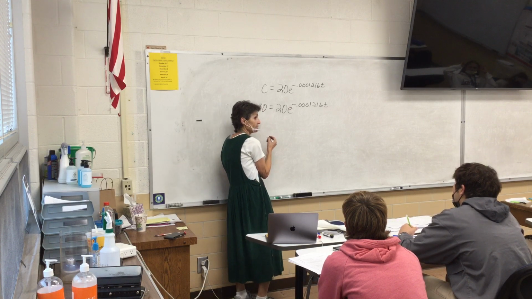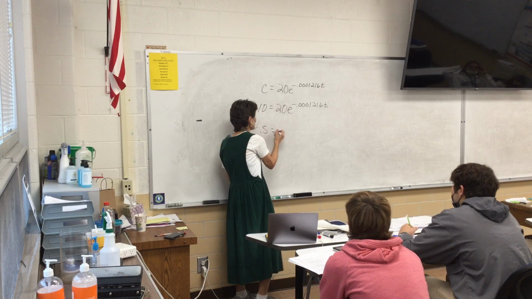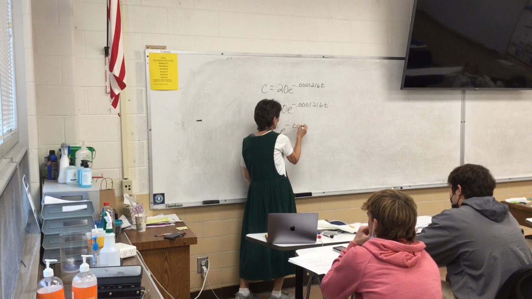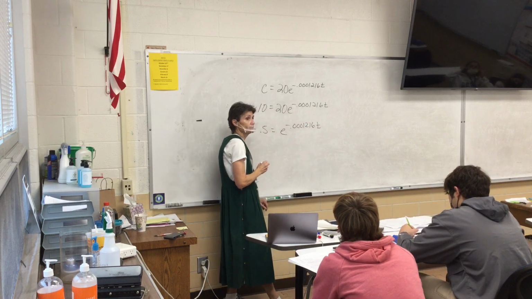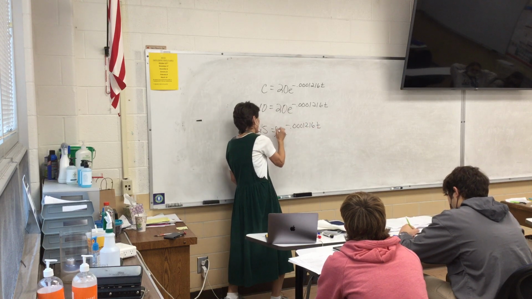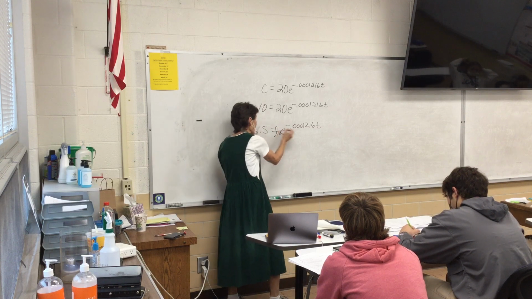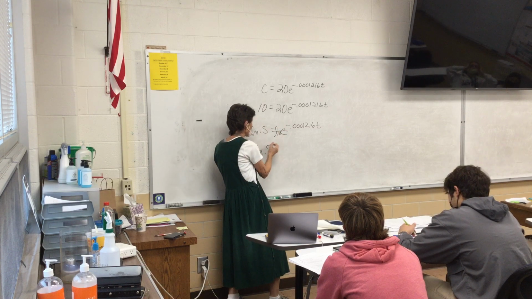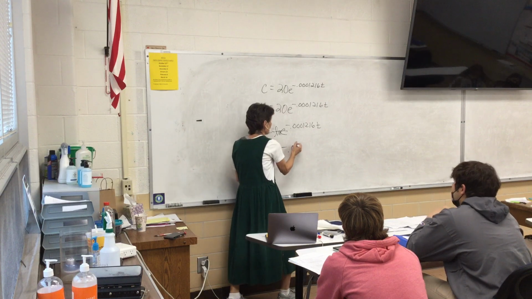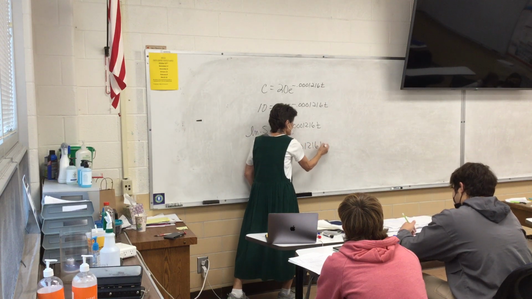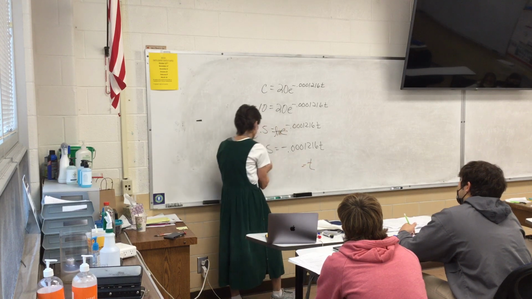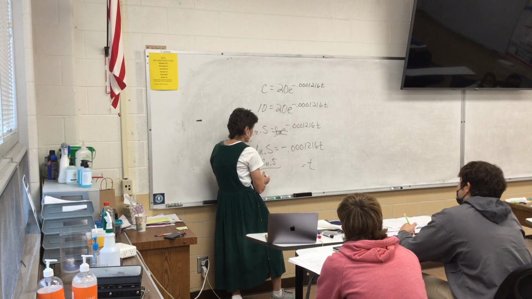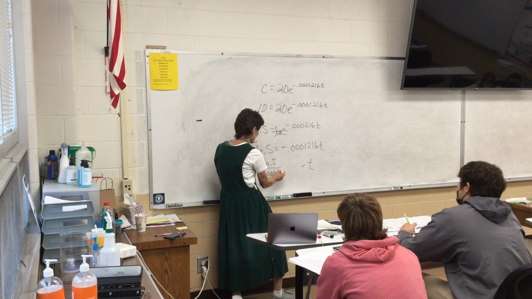Divide by 20. So we'll have 0.5 equals e to the negative 0.0001216t. Natural log of both sides. That's gone, so we have ln 0.5 equal negative 0.0001216t. So t equals ln 0.5 over negative 0.0001216. That should be my answer.